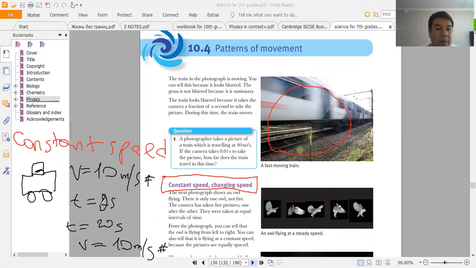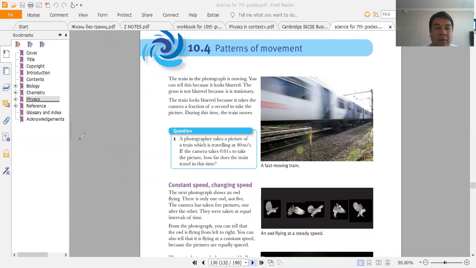In the beginning, let me write here, when the time was 1 second, the speed was 10 meters per second. When the time continues to 20 seconds, the speed is again 10 meters per second. So it's not changing. We call this case constant speed. On the other hand, we also have the case of changing speed.